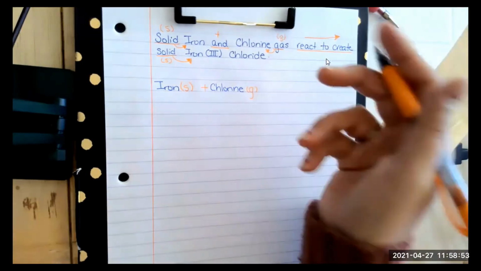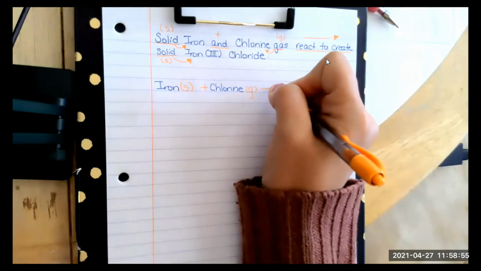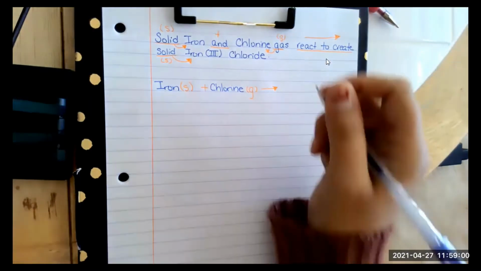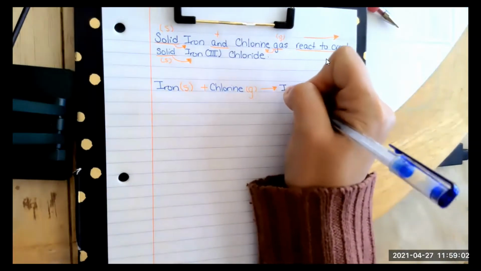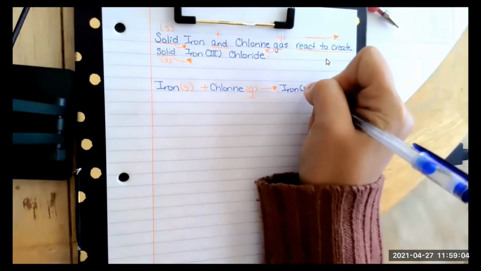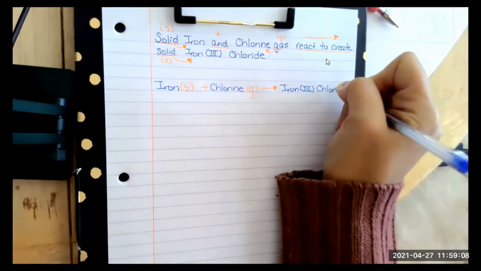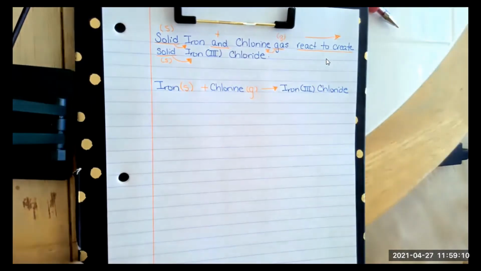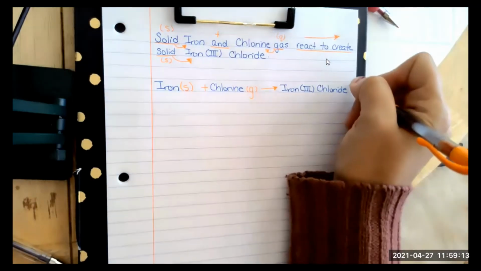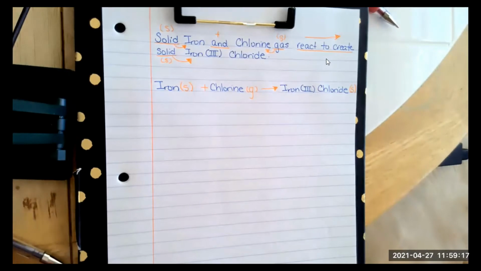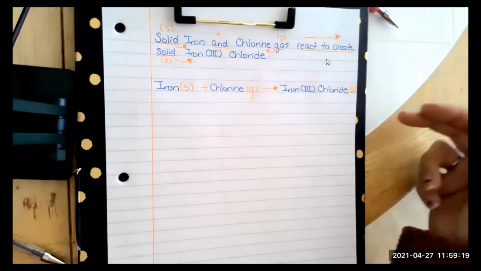React to create is our arrow. And then iron 3 chloride is a compound or an element, so we write that in words. And we go ahead and put the s after it because we still have to represent the state of matter. So this is how we've gone from written to word.